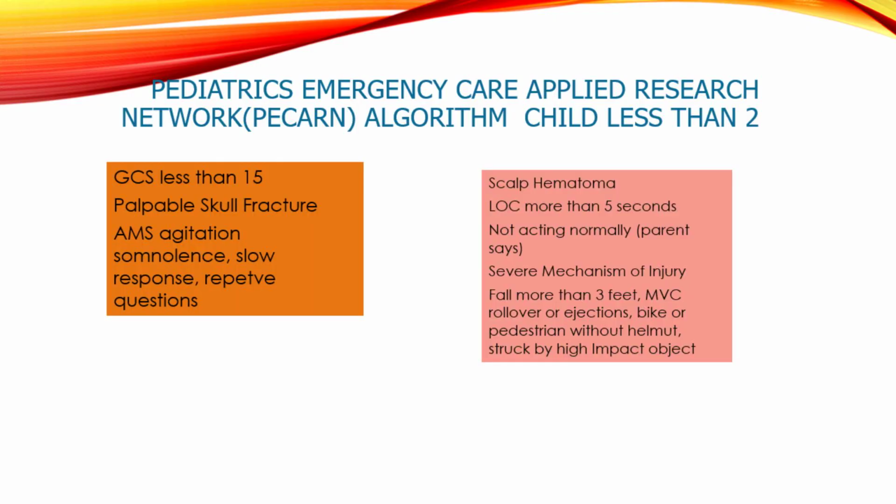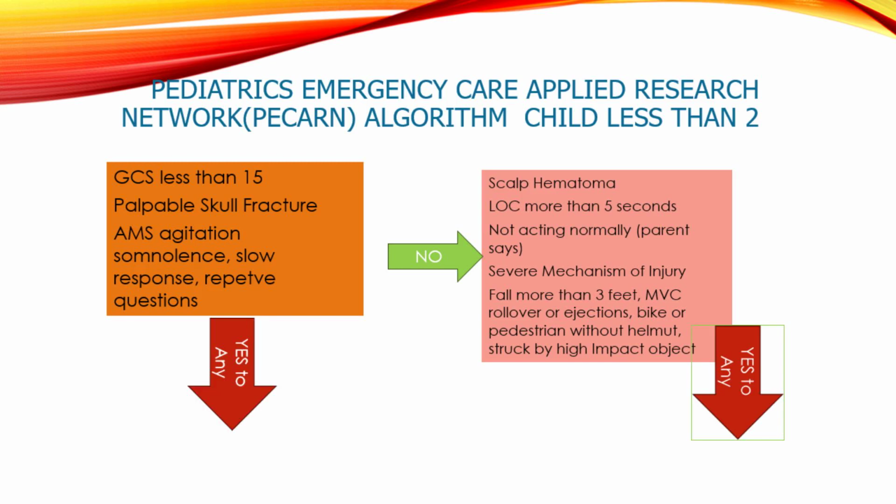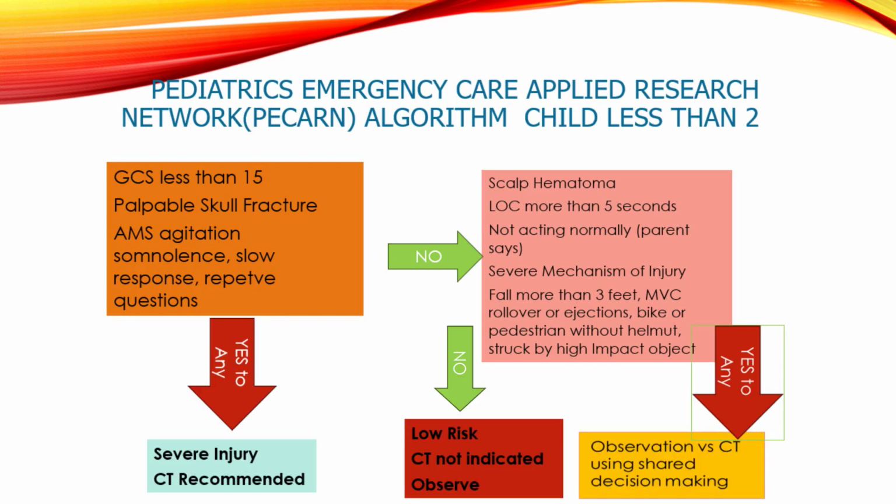The PECARN rule was developed to assist in decision-making for neuroimaging in children with head trauma. This flow chart is for children less than 2. If a child less than 2 has any positive response within the orange box, including a Glasgow Coma Scale of 14 or less, this indicates a severe injury, and a CT is recommended.